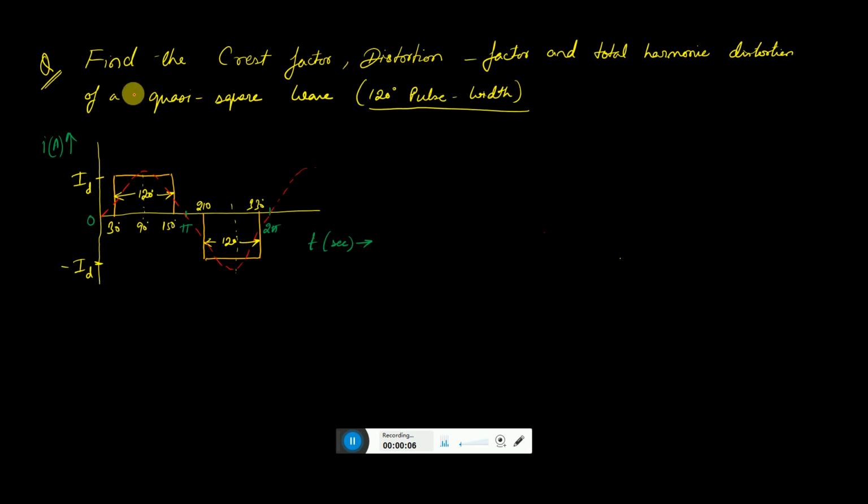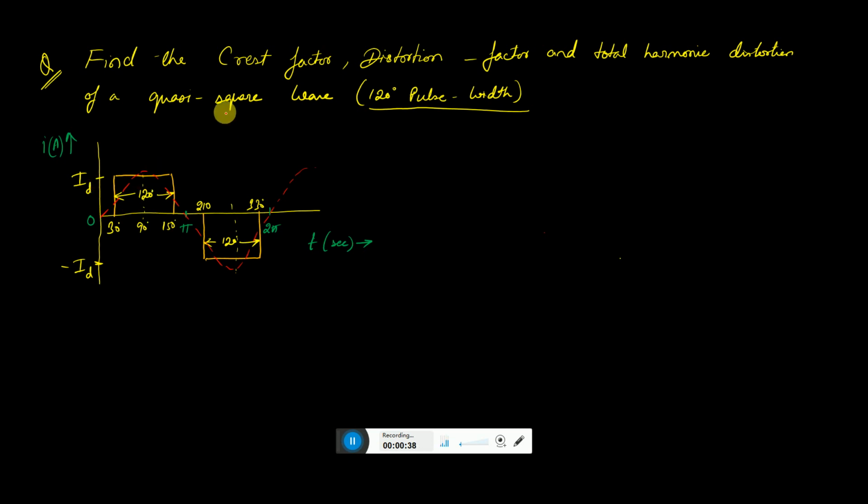In this video, we are going to have a discussion on the analysis of a quasi-square wave, which has a pulse width of 120 degrees, like 2/3 of the pulse in the upper half and 2/3 in the lower half. And the red line that is shown is the fundamental component of the current. So the current is from 30 degrees to 150 degrees, it is ID, and from 210 to 330 degrees, it is minus ID.